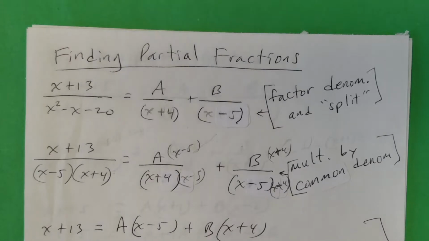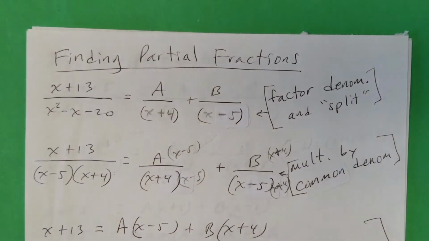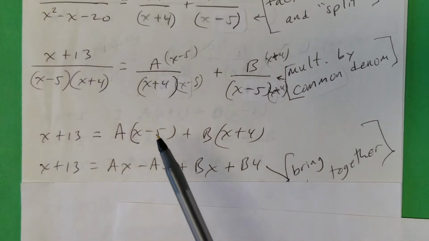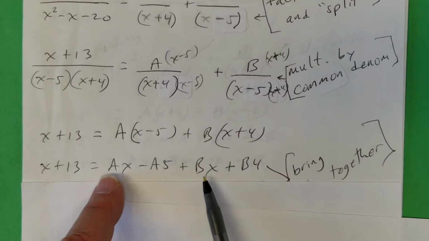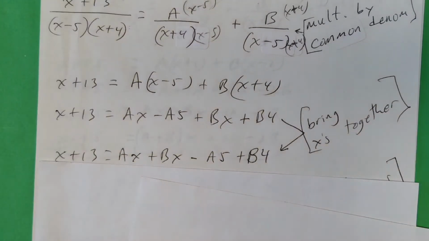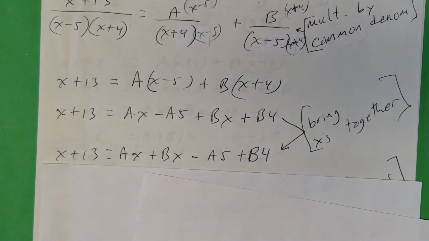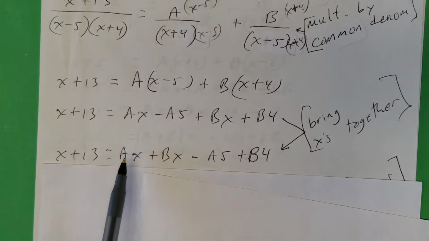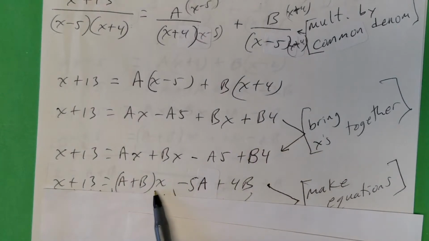Now let's simplify. Let's multiply in, and we get ax, a5, and over here we get bx, b4. Now let's rearrange so the x terms are together and the number terms are together. There it is: ax plus bx belong together, and these go together. Now we can factor out the x and call this a plus b times x.